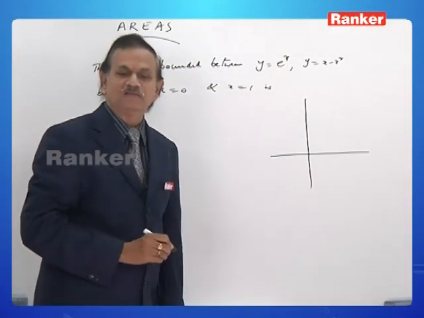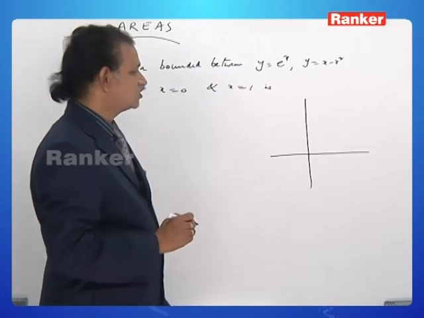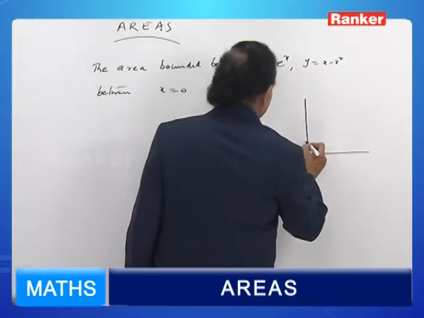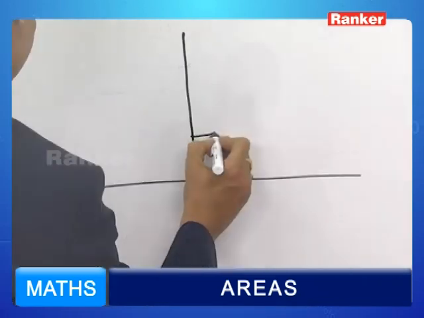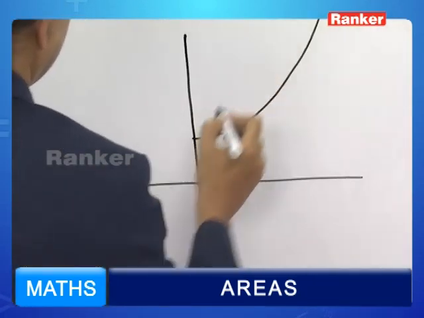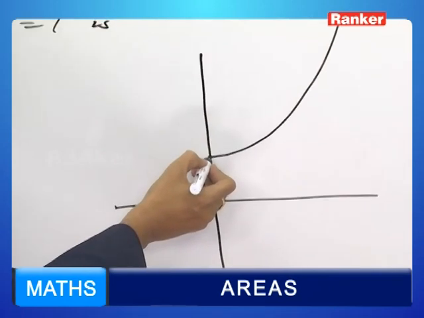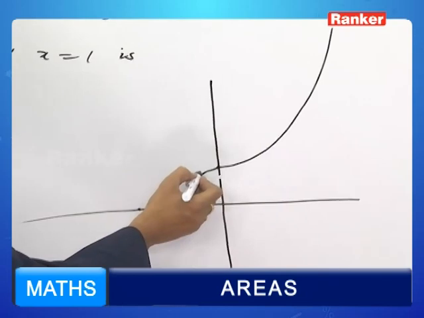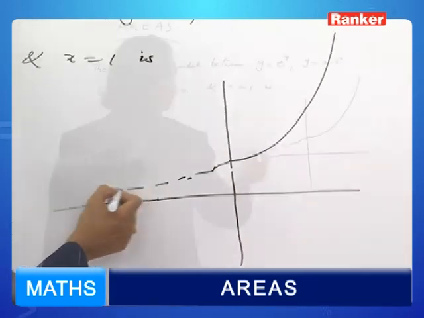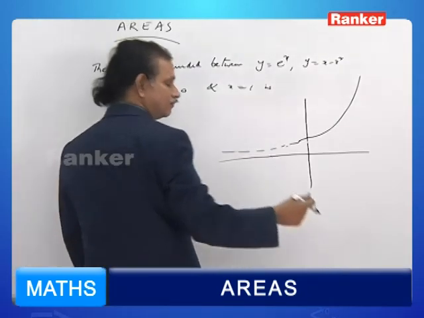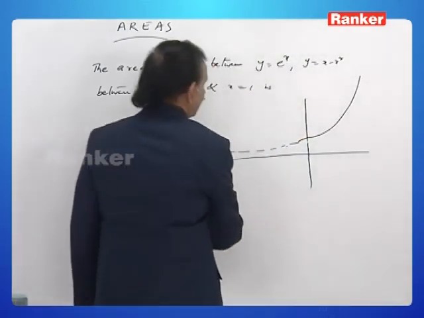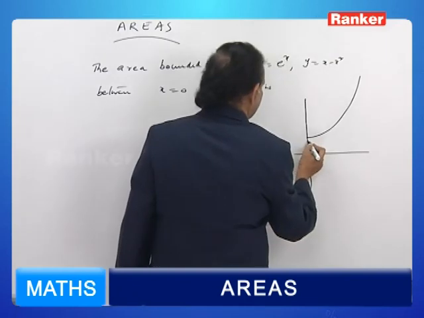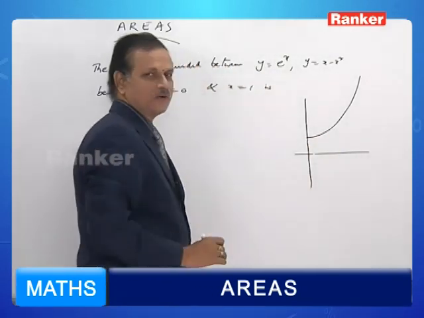First of all, y is equal to e power x. It meets the y-axis at, if you put x equal to 0, y is equal to 1, then the curve will be like this. And if you decrease x continuously, of course, it never meets the x-axis. Of course, at infinity it may, but we don't want such things now. For the present, we need to have the curve till this point only.